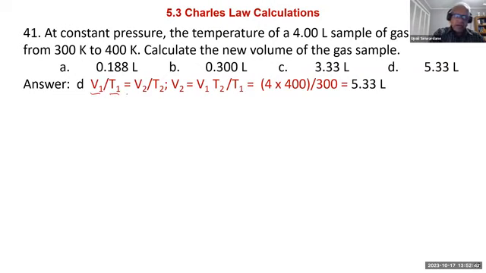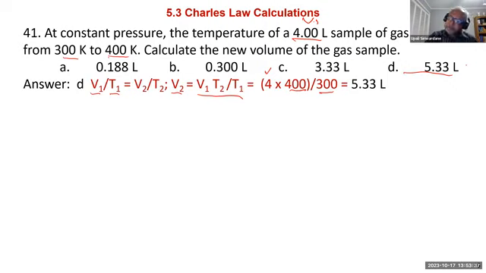Volume versus Kelvin temperature. You look into the data at constant pressure and temperature. That's V1. The question is V2. I solve for V2, knowing that V1 is 4, right here, V1. Kelvin temperature, that's T1, T2. T2 is 400, T1 is 300. So we can calculate the final volume, which is D.